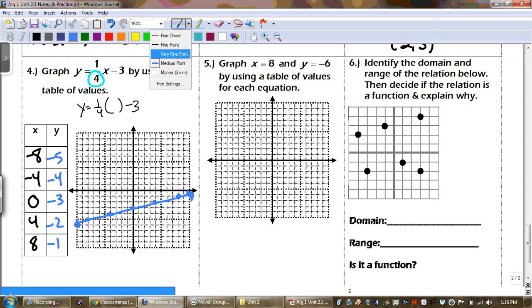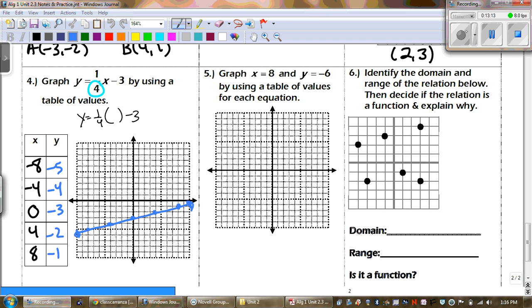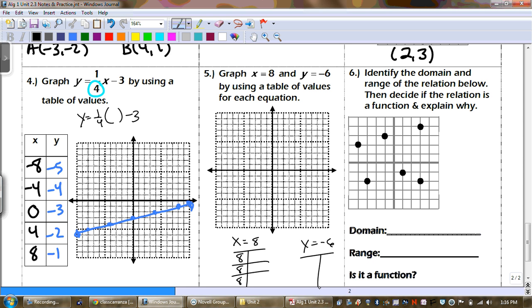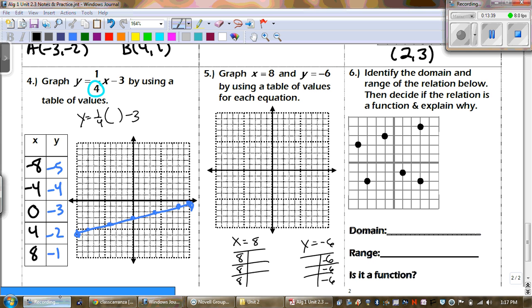Graph x equals 8 and y equals negative 6 by using a table of values for each equation. All right, so that means a table of values you are drawing right now. Hold on. Okay, so to make a table of values, we need to write down x equals 8 and make our little table: 8, 8, 8. For y equals negative 6: negative 6, negative 6, negative 6. Go ahead and fill that out. Pause the video and draw your line.